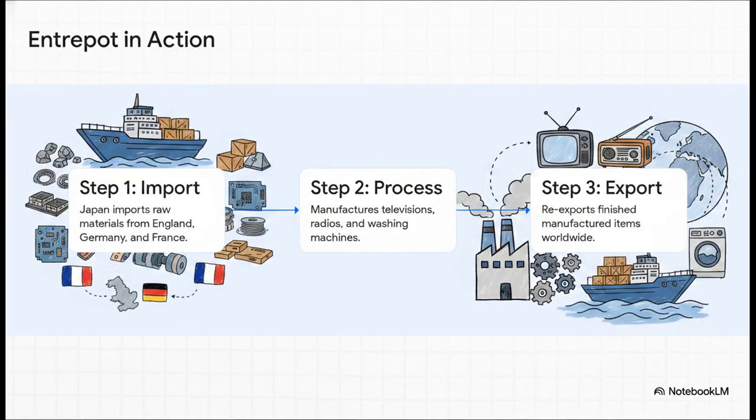Right. Let's walk through the exact textbook example of Japan's electronics industry, because it makes the whole entrepot loop super clear. A nation like Japan might lack certain natural resources, right? So they have to import. Step 1: Japan imports the necessary raw materials and electronic components from nations like England, Germany, and France. Then we hit step 2, the value add phase. Japan uses its specialized skilled labor and massive industrial capacity to process those materials. They manufacture them into high-quality televisions, radios, and washing machines. And then, step 3. Japan re-exports those finished, manufactured items, selling them off to various countries all over the world. So it's import, process, re-export. That is the entrepot dual process in action.